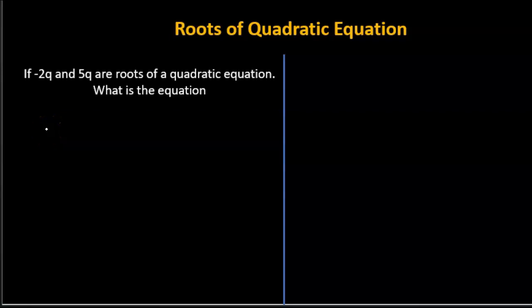Hi, we have this equation: if minus 2q and 5q are roots of a quadratic equation, what is the equation? Now, there are one of two ways we can address it. We can either use this formula, x squared minus (alpha plus beta) x plus alpha beta, or we solve from the factors of the quadratic equation.